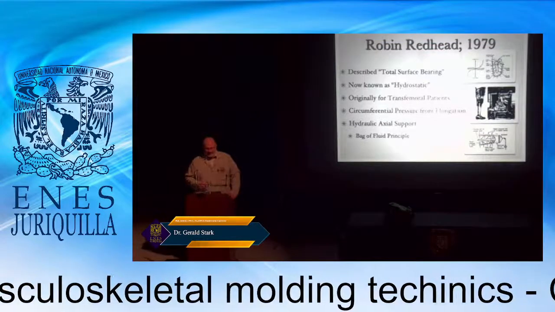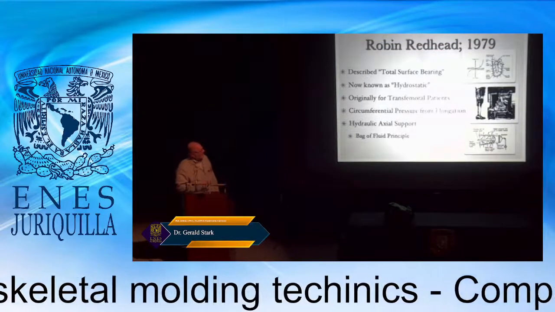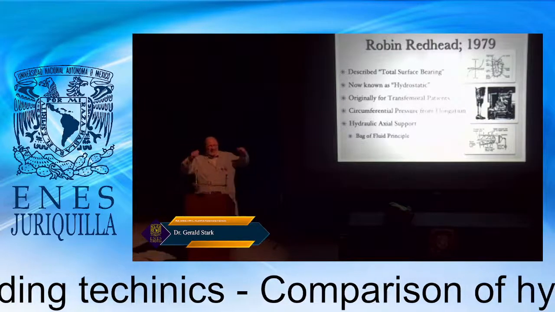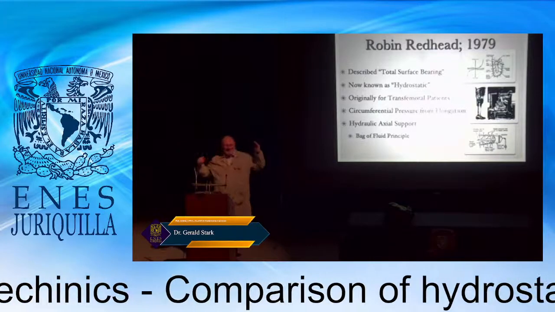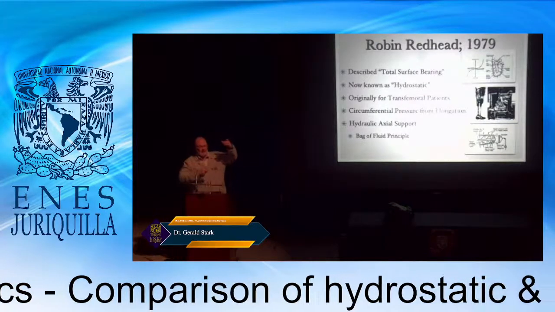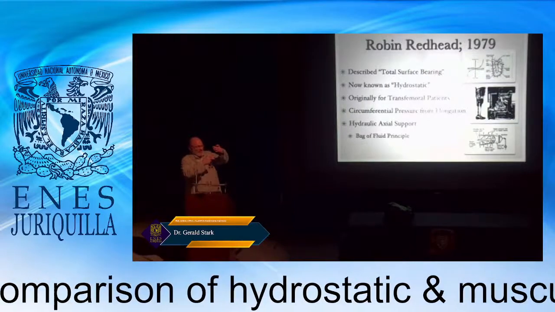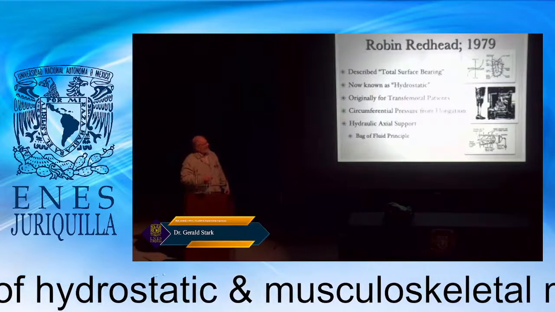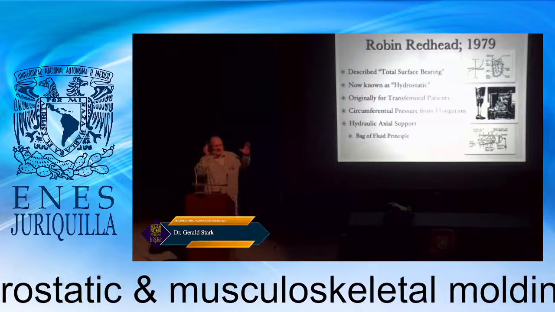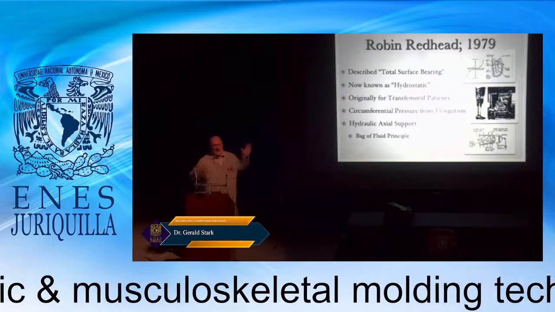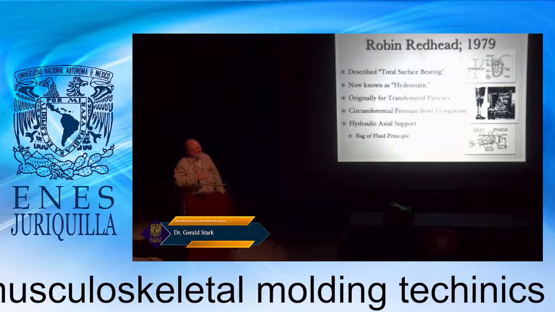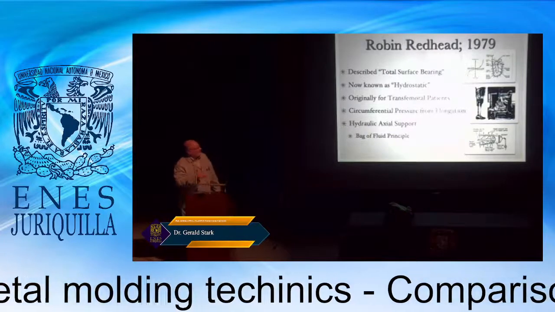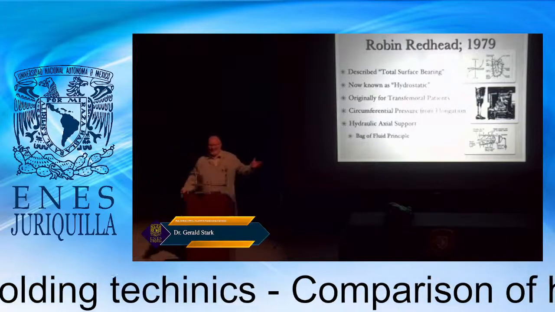Robin Redhead in 1979 talked about this for transfemoral, the need for total surface bearing and hydrostatic. But those two terms have actually flip-flopped in meaning. Total surface bearing actually meant distracting the limb and making it more narrow for transfemoral and transtibial. And hydrostatic meant really just loading it universally. Now, total surface bearing, a TSB, because of incorrect use of the terminology, has come to mean just loading universally, but they forgot about the elongation part.